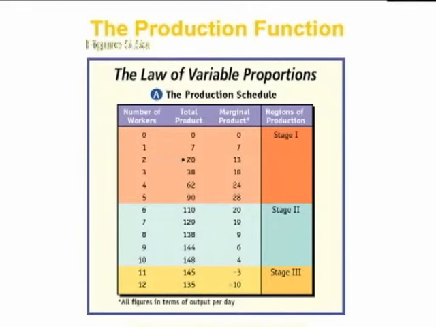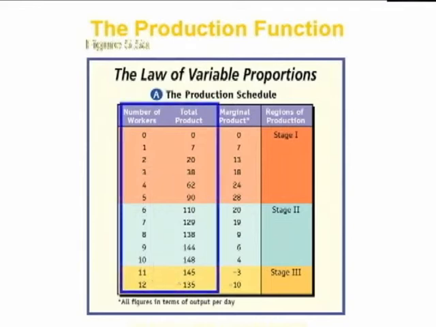If we add a second worker, we see that our total product is now 20. If we add a third worker, our production increases to 38. If we increase to 4 workers, our production increases to 62. So we started with 0, and we are varying or changing the number of workers. We are changing the input. In this example, the input is the number of workers. The law of variable proportions simply shows that as we change the number of workers, the amount of product is changing.